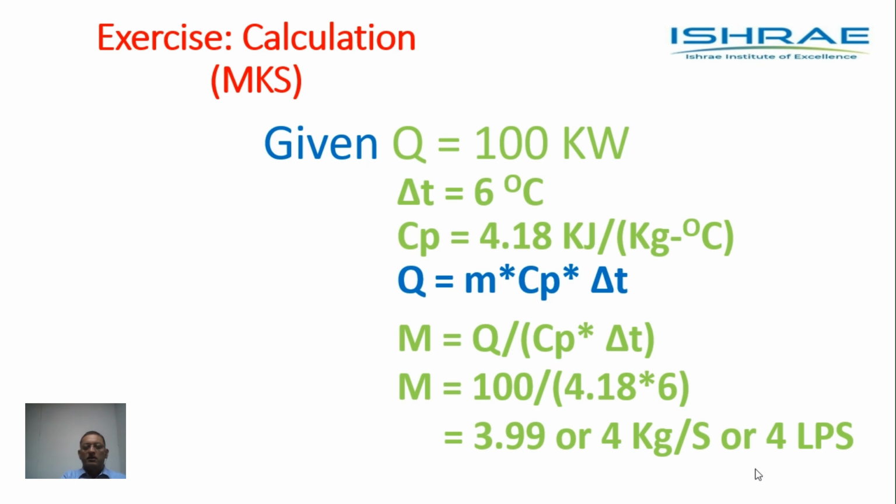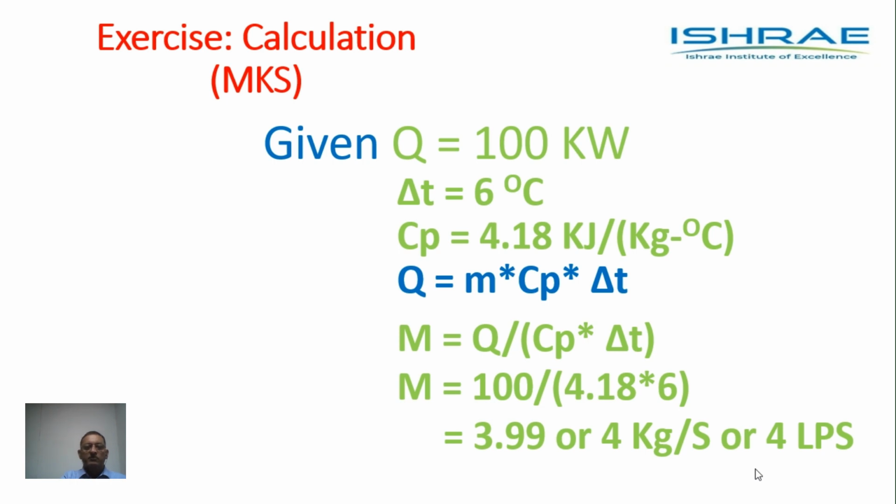We can calculate the mass flow rate. m is equal to Q upon Cp delta T. For 100 kilowatt, we can compute that it is about 4 kg per second or 4 liters per second. So that is the water flow rate that is required for a cooling coil where the cooling load is 100 kilowatts.